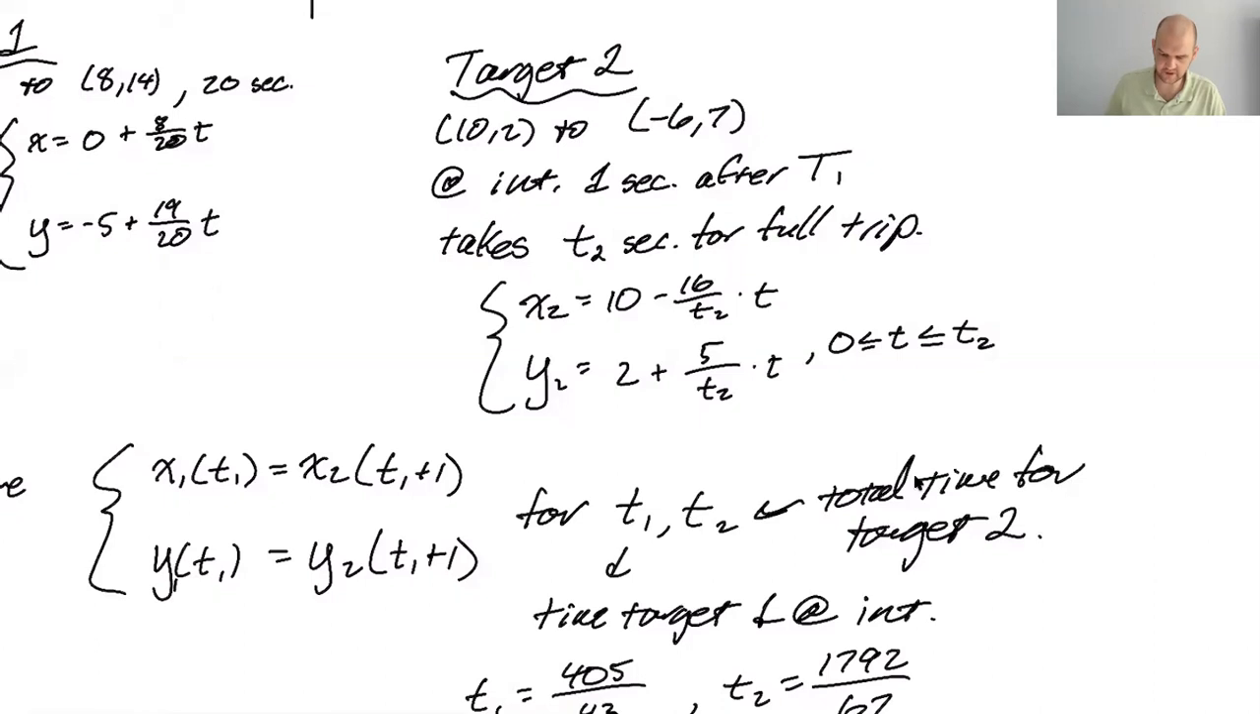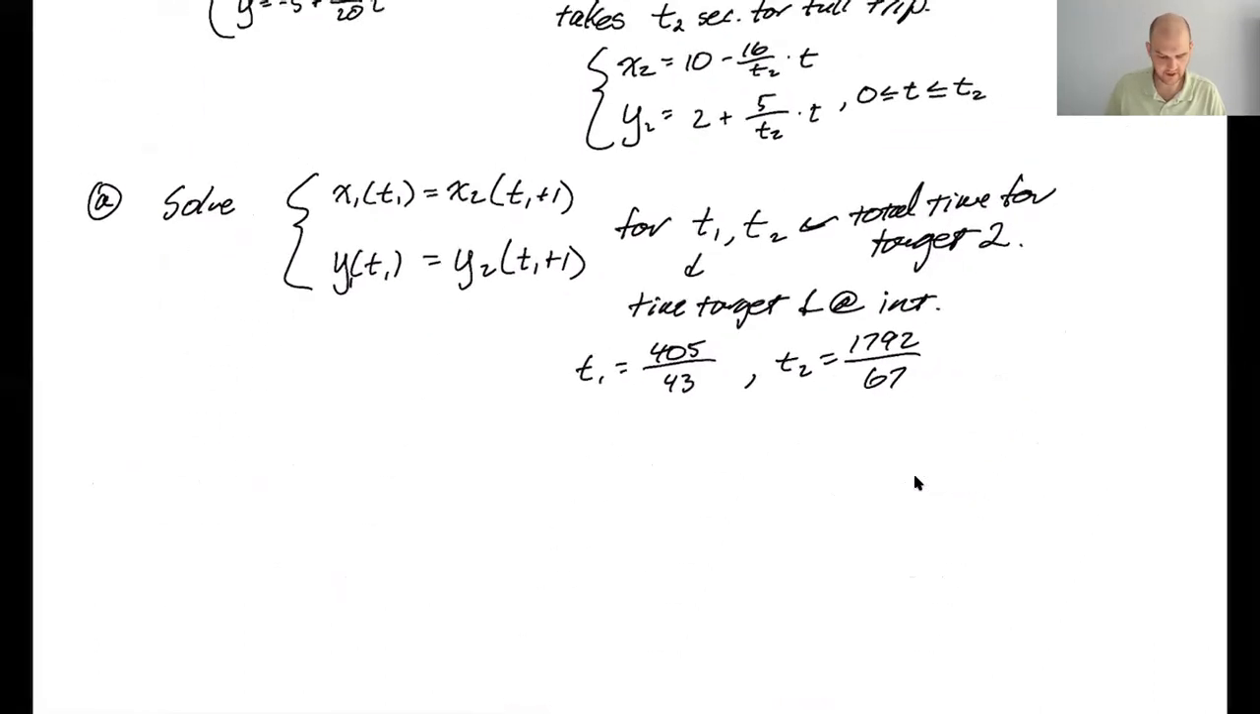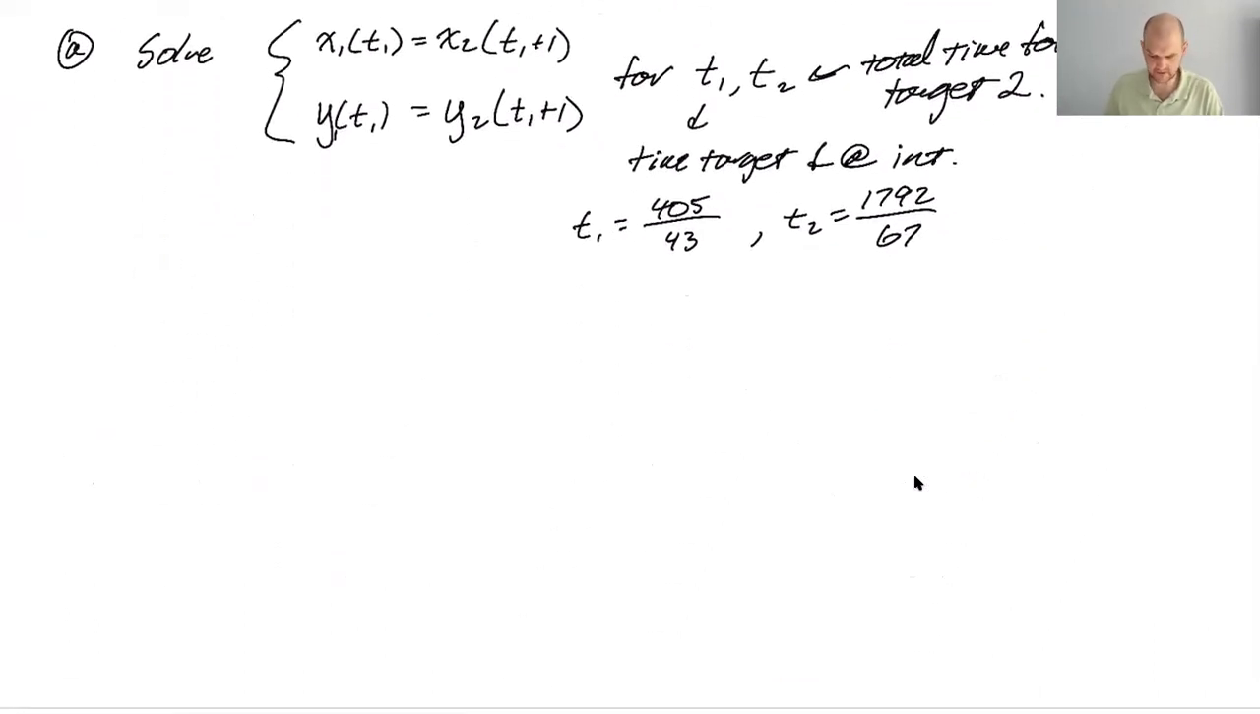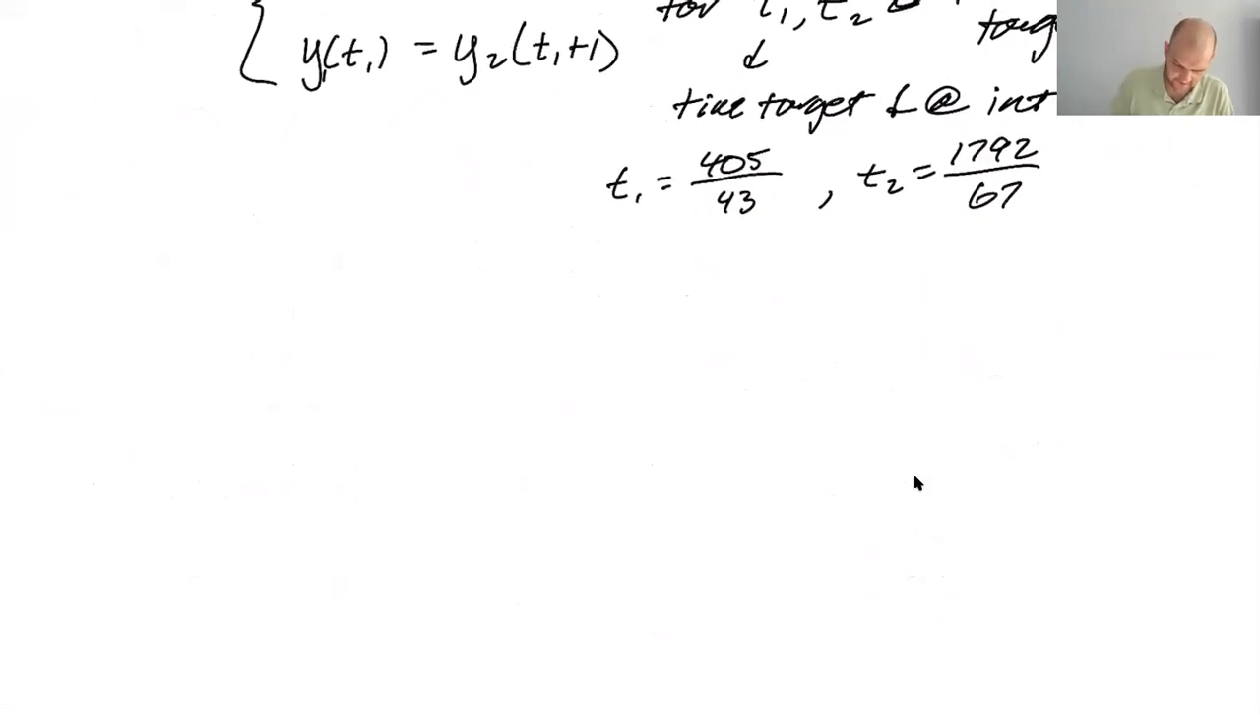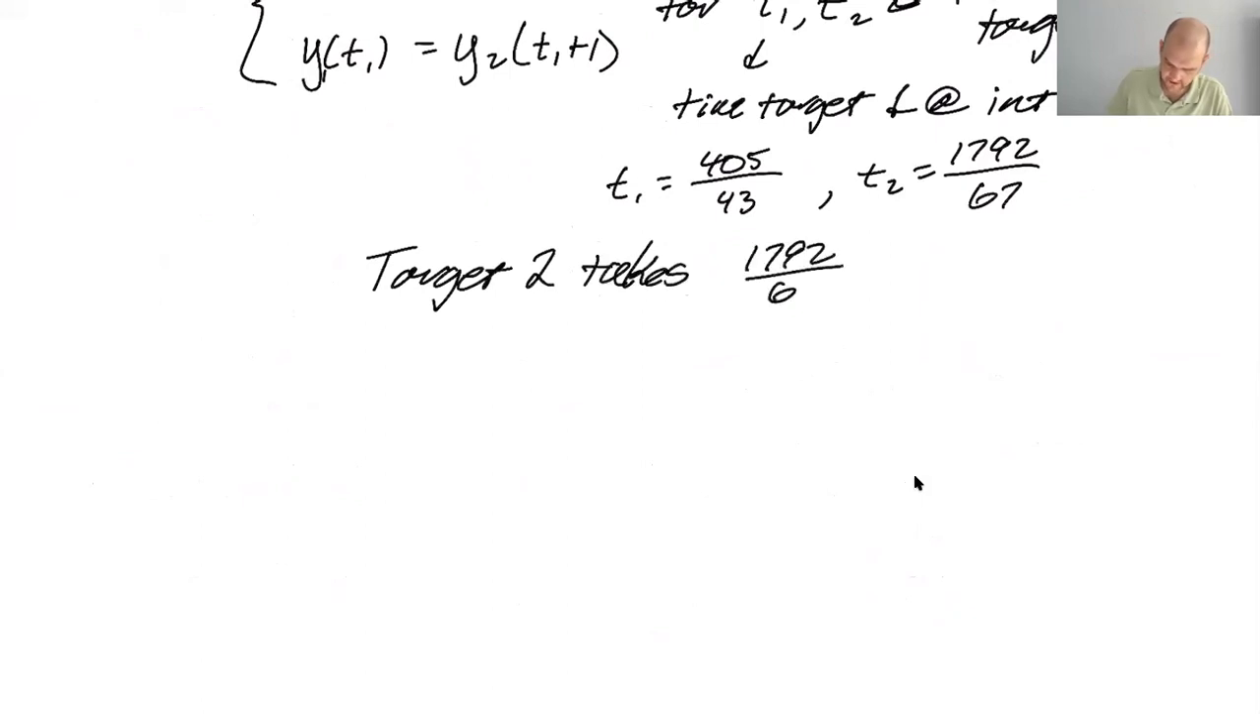And if we're right so far, we'll keep going. If we're wrong, I don't even know, burn it down. I'm gonna be so annoyed. So target 2 takes 1792 over 67 seconds for full trip.